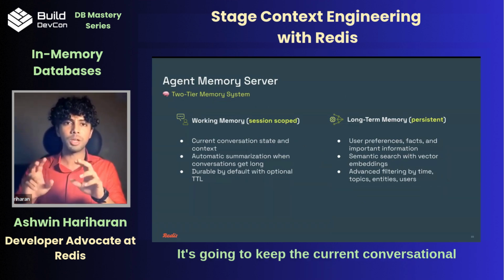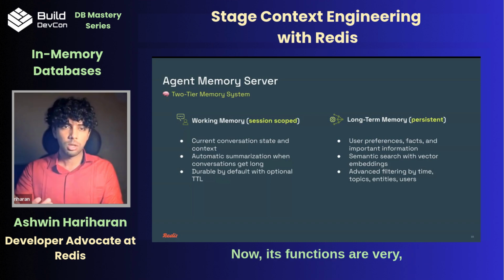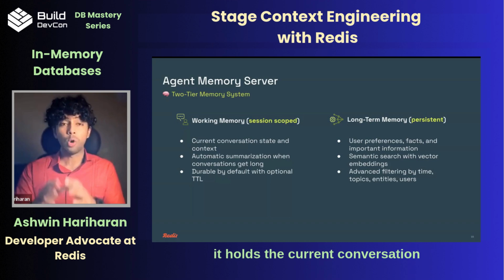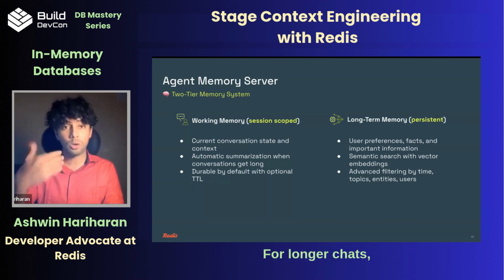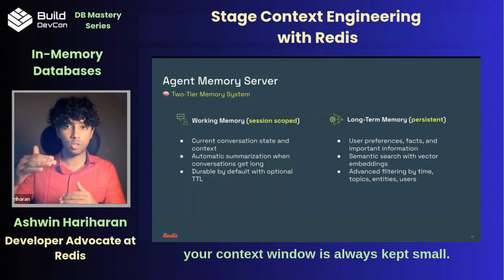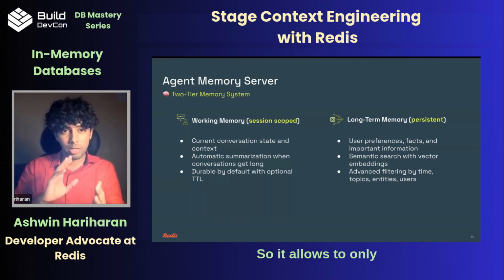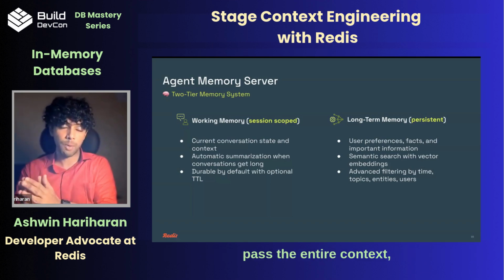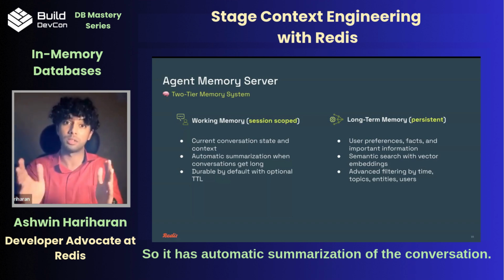It's going to keep the current conversation coherent. And this memory is very fast and it's tied directly to the current user session. Now, its functions are very, very critical to the chat experience that you just saw. For example, it holds the current conversation so that the agent remembers the last few turns of the dialogue. For longer chats, it manages automatic summarization, so that your context window is always kept small and cost effective. It allows you to only pass the essence of the history to the large language model. You do not need to pass the entire conversation from the beginning of time. So it has automatic summarization of the conversation.